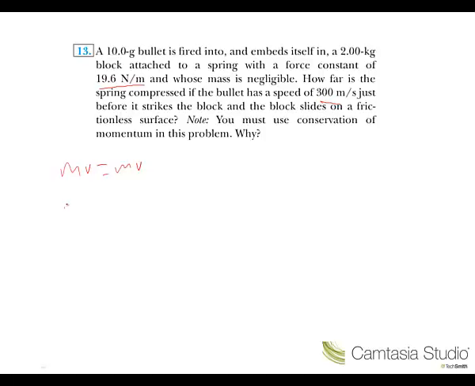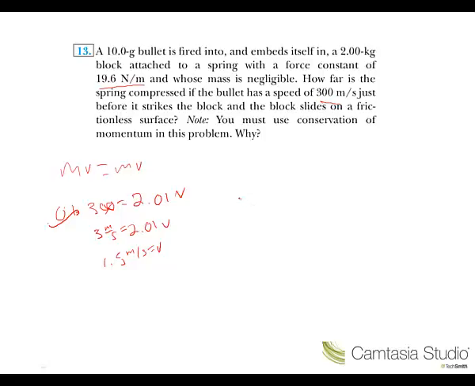So this is 10 grams. Our mass is 0.01 times 300 equals. The mass after the collision will be 2.01 v. So take these two decimal places over to right there. Take those zeros away, and we get 3 meters per second equals 2.01 v. Divide by 2, we get 1.5 meters per second as v. What's that v? That's the velocity of the block and bullet post-collision. So what happens after the collision? The block and bullet move together and compress that spring.